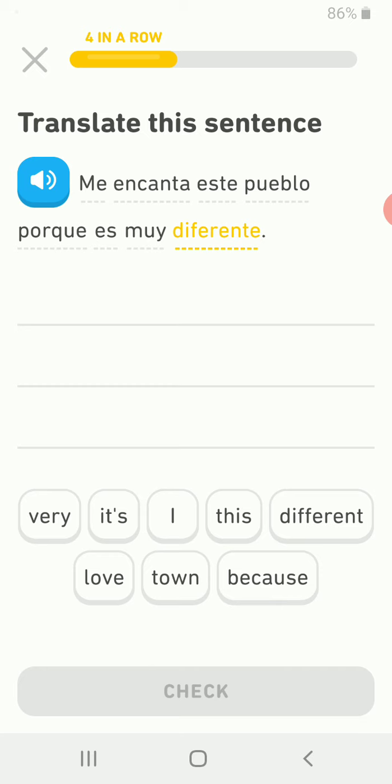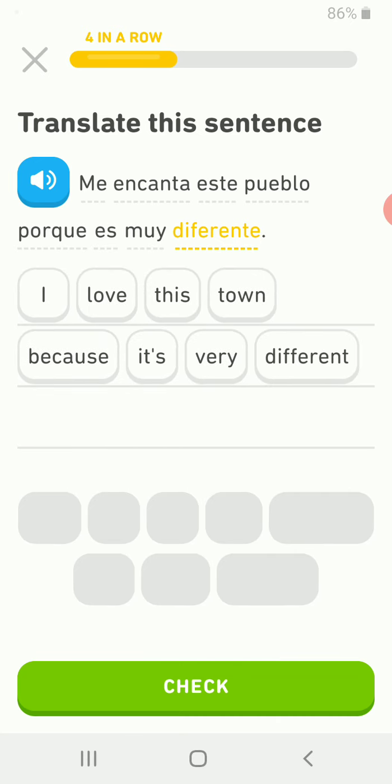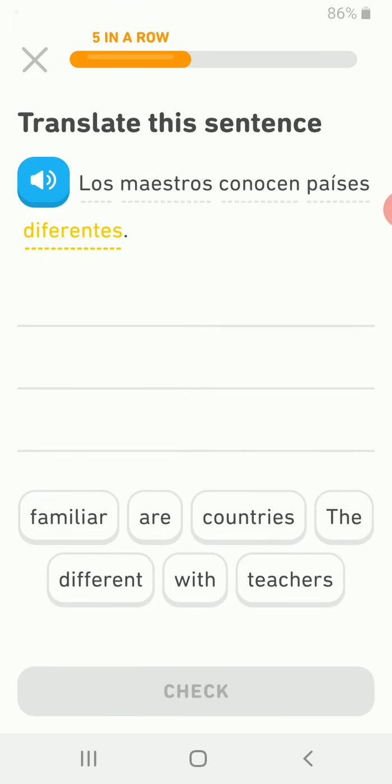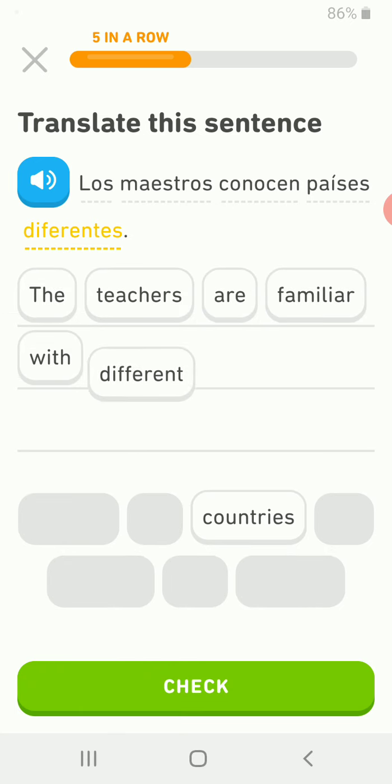And me encanta este pueblo. Pueblo is a town porque es muy diferente. ¿Por qué? Because it's very different. So me encanta. It means I love. I love this town because it's very different. Nice. And los maestros conocen países diferentes. So the teachers are familiar with different countries.